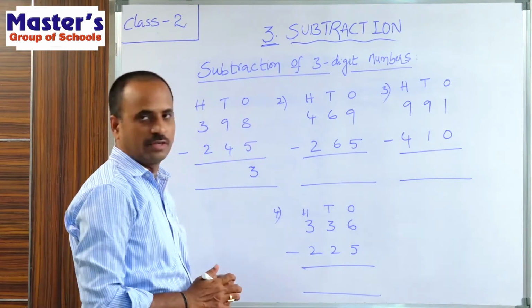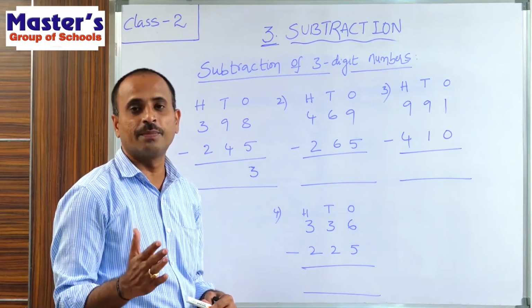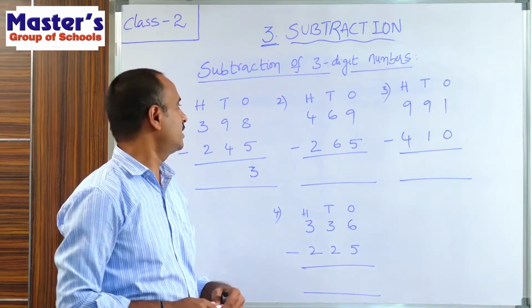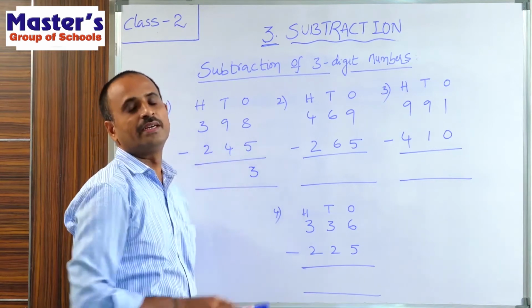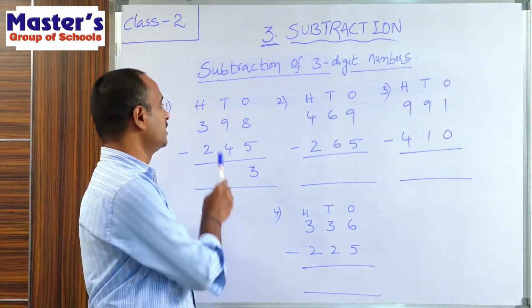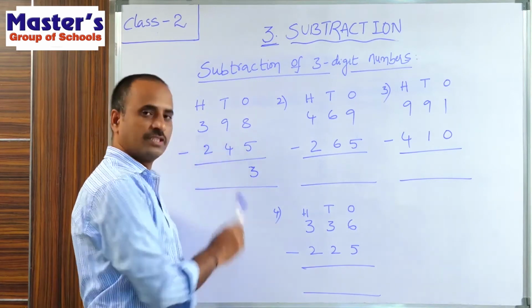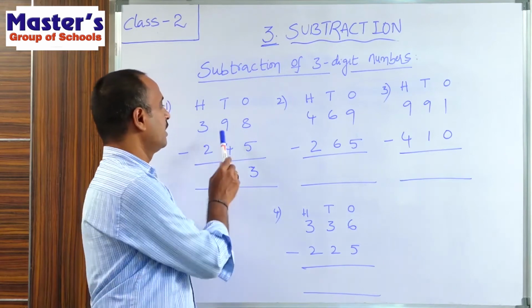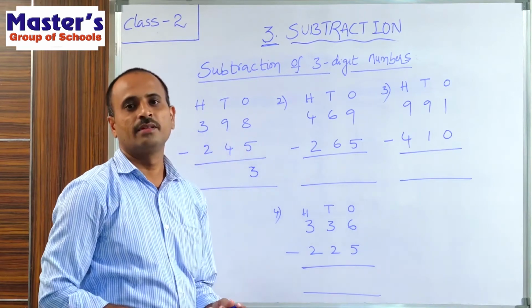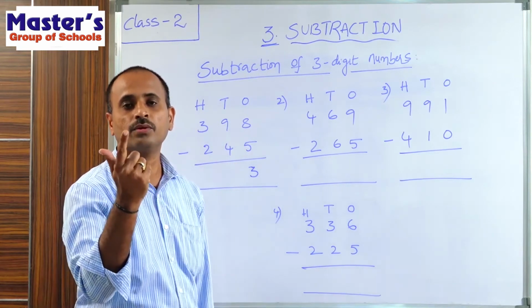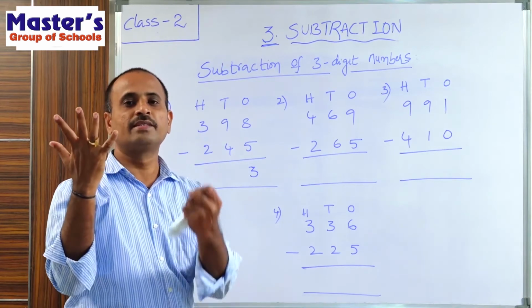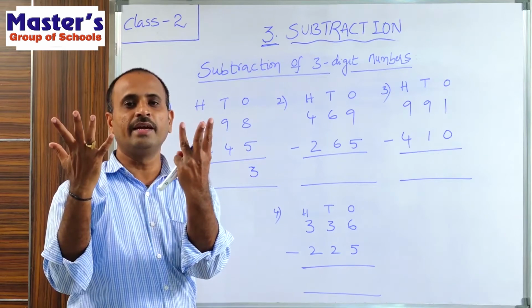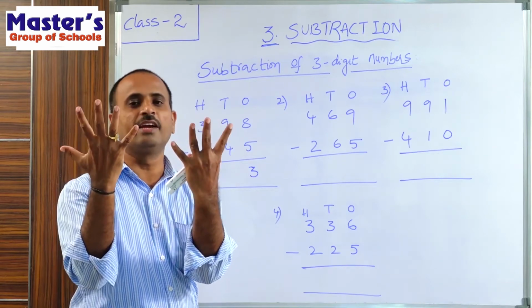So now go to tens place. Subtract the digits present in the tens place. What are the digits present in the tens place? 9 and 4 are present in the tens place. The first digit is 9 and the second digit is 4. So open 9 fingers of your hand. That is 1, 2, 3, 4, 5 and 6, 7, 8, 9. These are the 9 fingers.